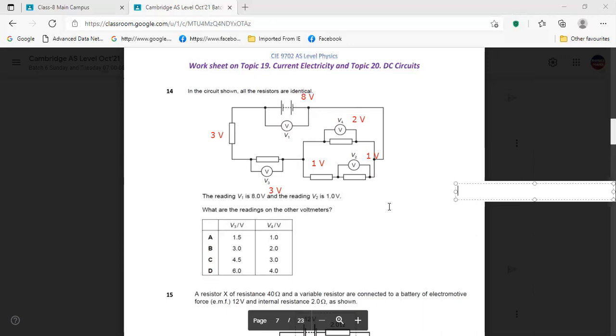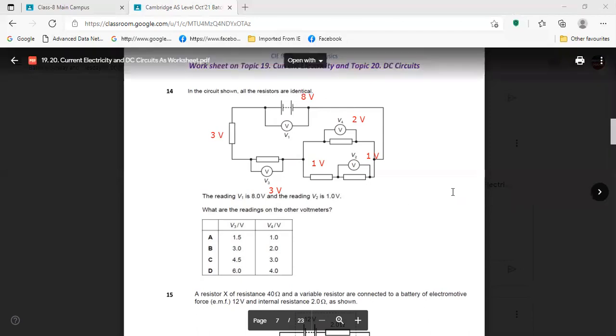Then, Farhan, do you have any questions here? 3 volt. Farhan, have you understood everything? 3 volt. Farhan, are you there? Yes sir, I was muted. Have you understood?